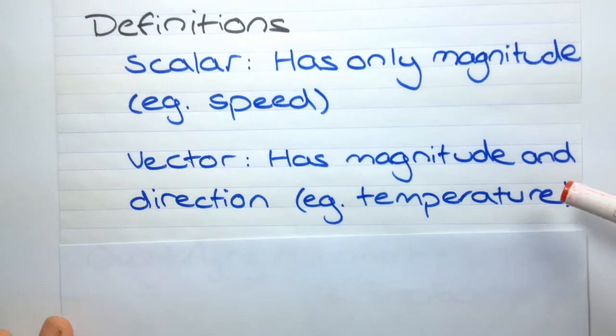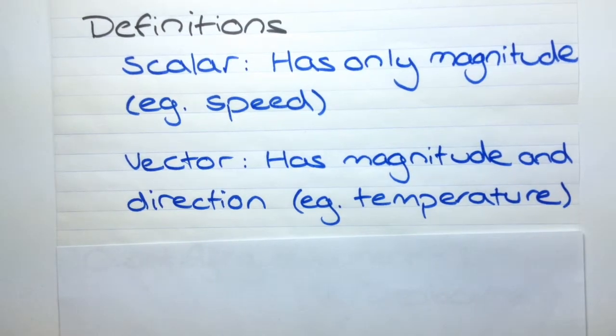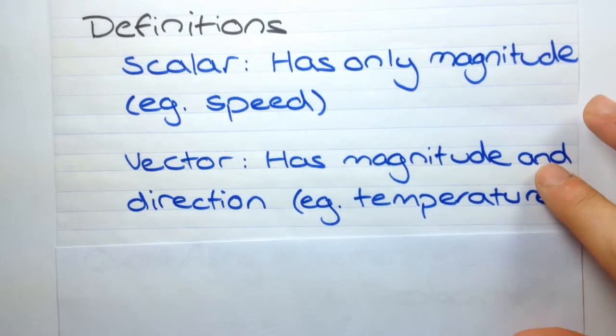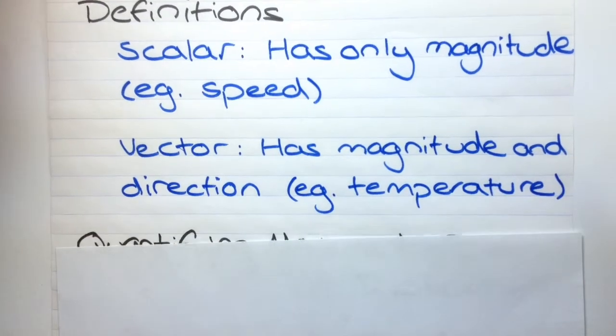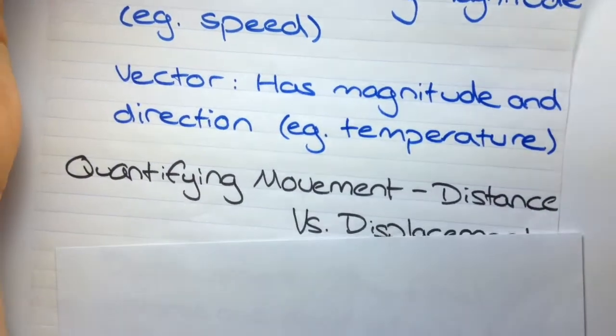A vector, on the other hand, has magnitude and direction. For instance, temperature is a vector because you could get a reading of 2 degrees, and that can be both above or below 0. So that above or below is actually direction. Positive or negative is actually the direction in temperature. So let's move on to quantifying movement.